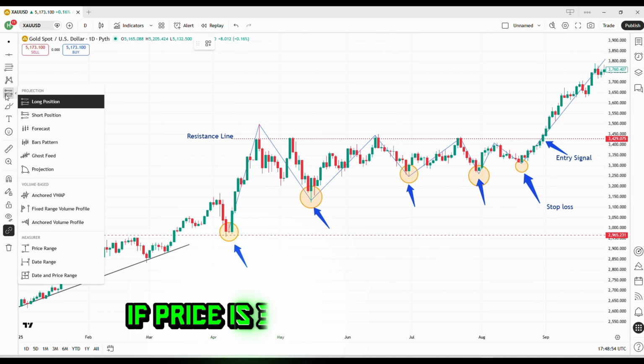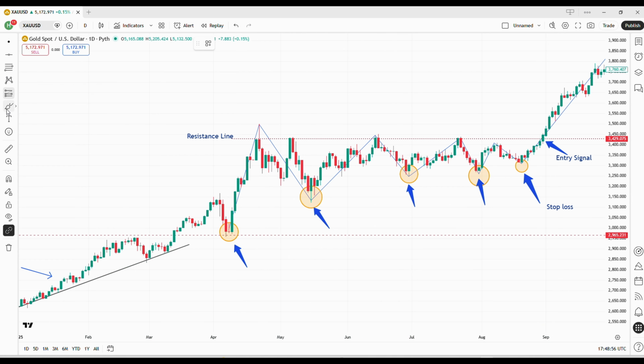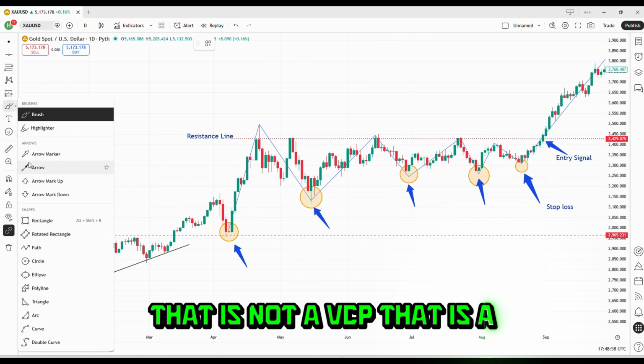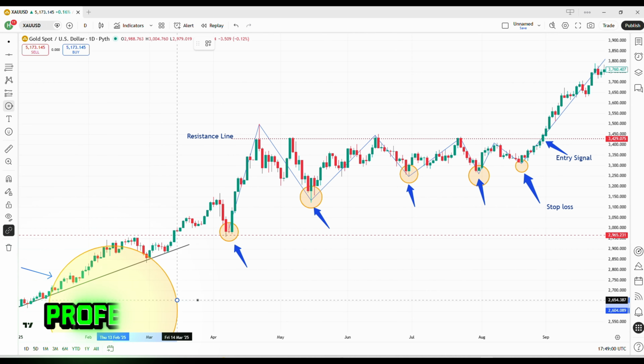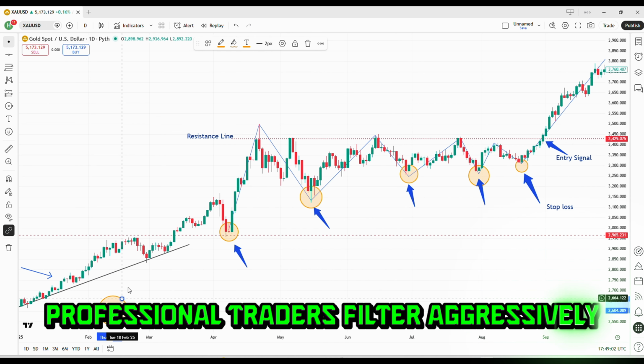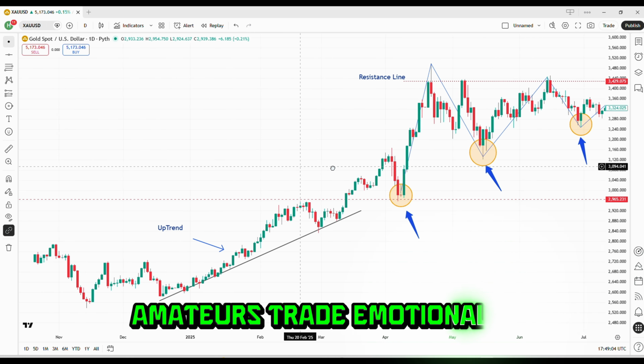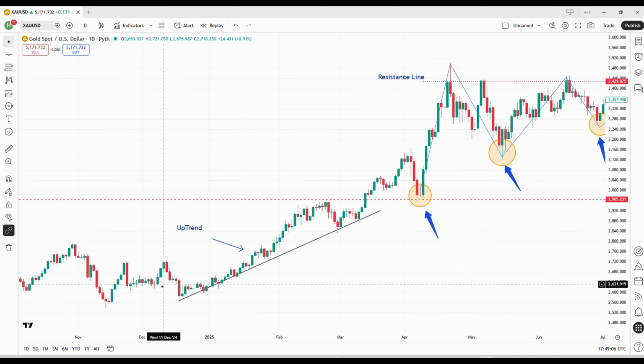If price is 30% below its highs, that is not a VCP. That is a weak bounce. Professional traders filter aggressively. Amateurs trade emotionally. Decide which one you want to be.